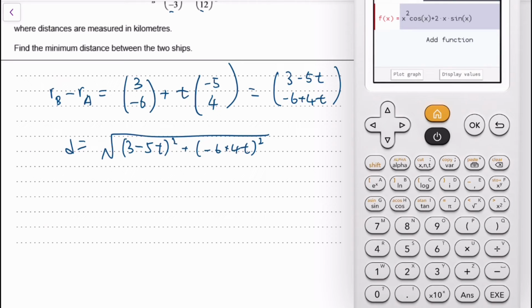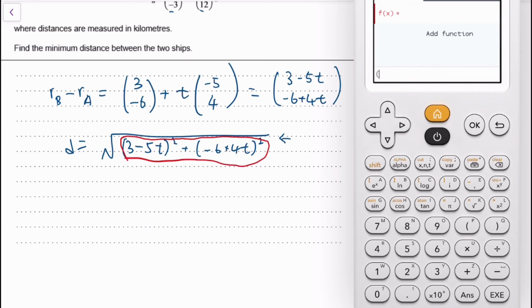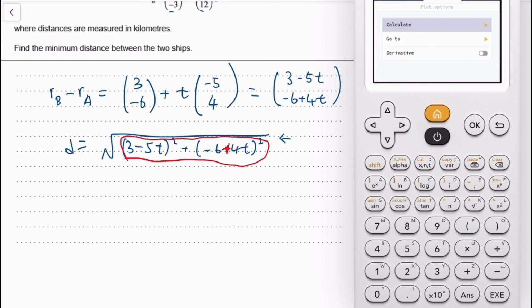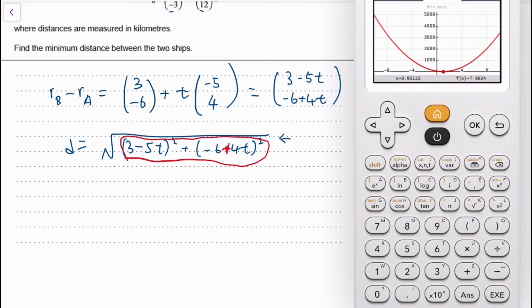So what do I do? Oh, by the way, if you want to minimize a square root, it is enough to minimize the inside. Okay, so I will just do the inside. Bracket 3 minus 5. So it's a quadratic. Where is the minimum? The minimum is a bit to the right. The scale is a bit crazy, but never mind. Just ask for the minimum.